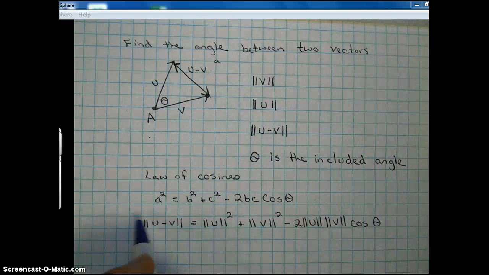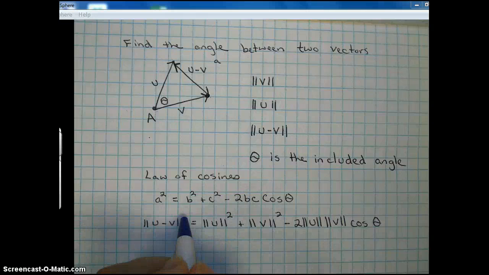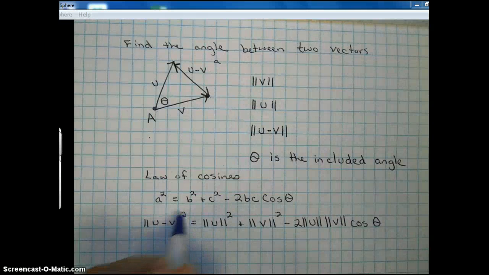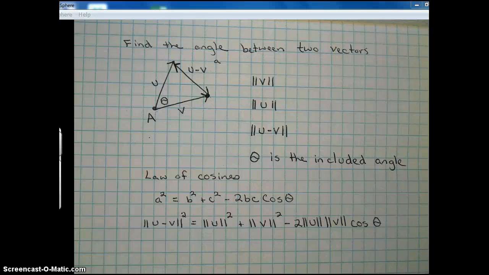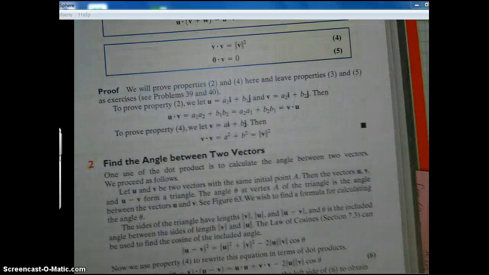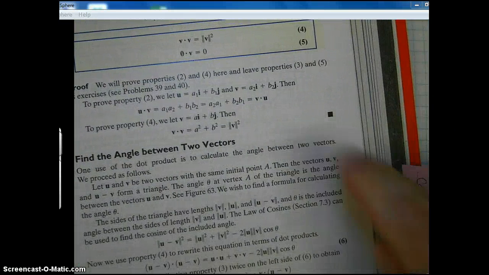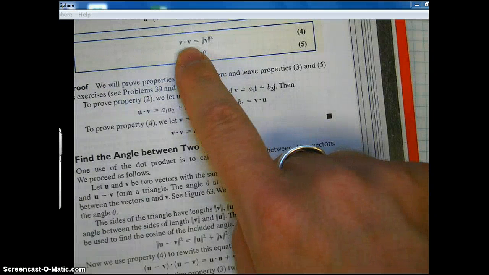Okay, and it's squared, so I forgot to square that magnitude right there. All right, so let's go ahead and multiply this out. Since we're squaring a magnitude, take a look at, I'll show you in the book. Hopefully you're following along in the book. But this is very important, what we're going to be using right now.